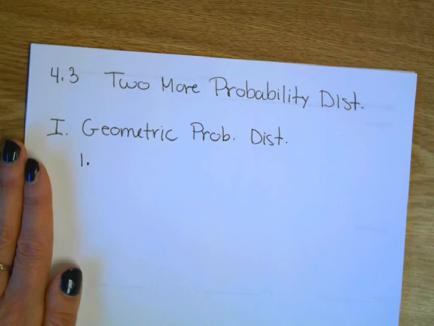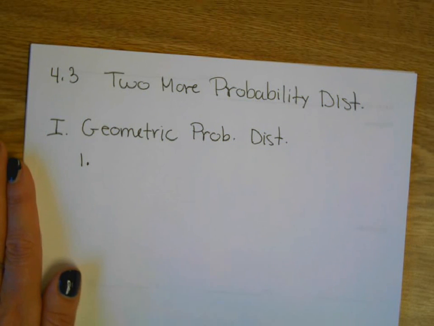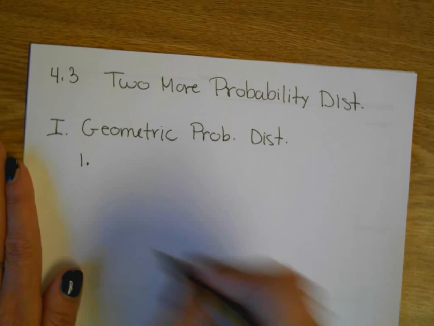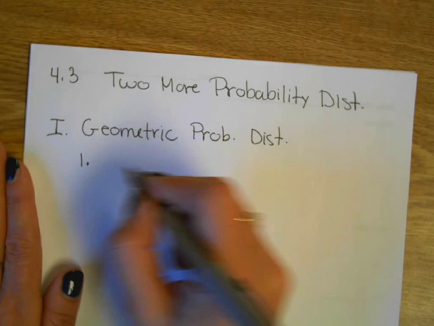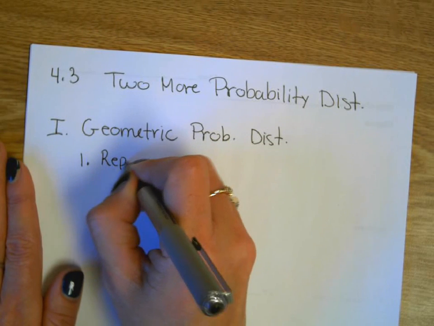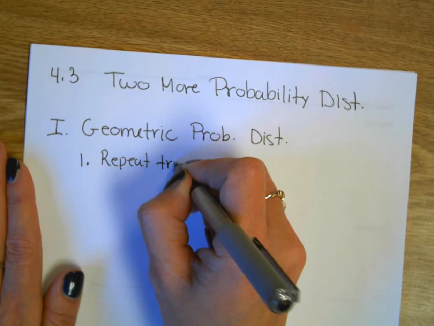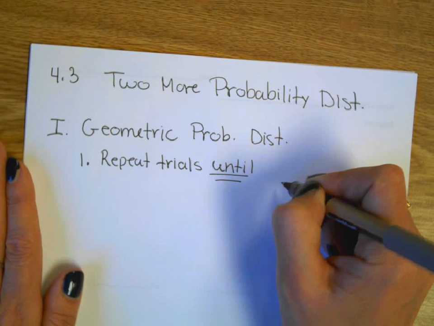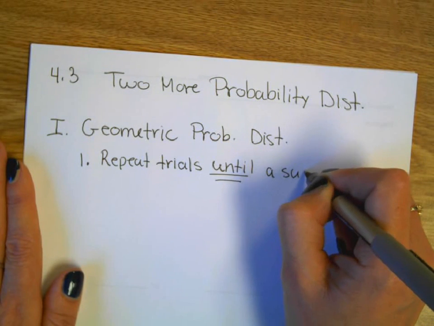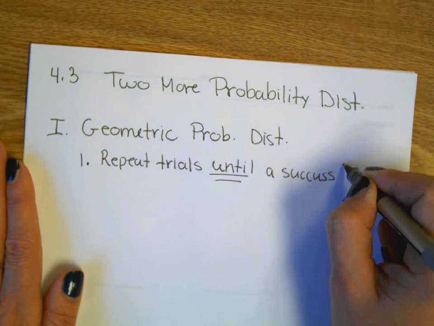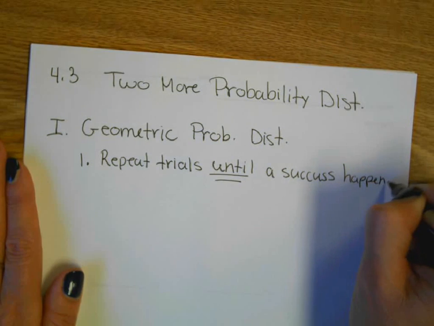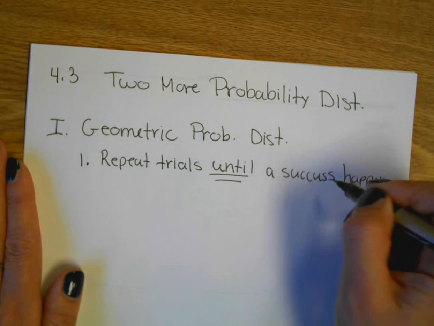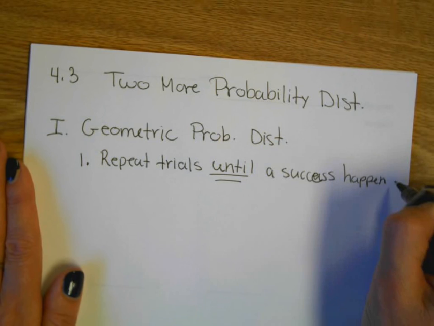Here are the conditions. With binomial distribution, we knew exactly how many trials we were doing, and we looked for how many successes we had. With geometric, you repeat trials until you get your first success. So you don't know how many trials it's going to take. So repeat trials until a success happens.